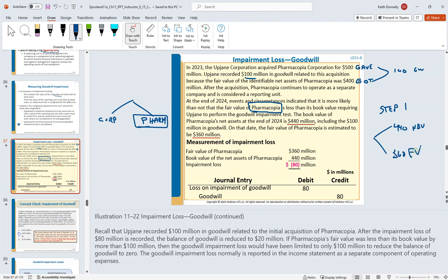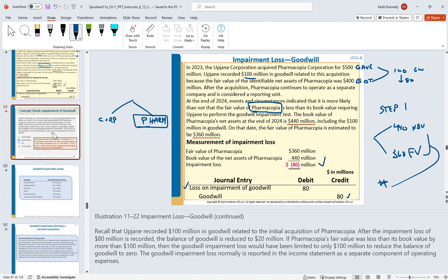And then the fair value of that unit is going to be 360. Because the fair value is less than the net book value, we have impairment. The difference there is going to give us the number, 80 million. So we're going to then take a loss for 80 million and then reduce that by 80 million over here, the goodwill, okay?